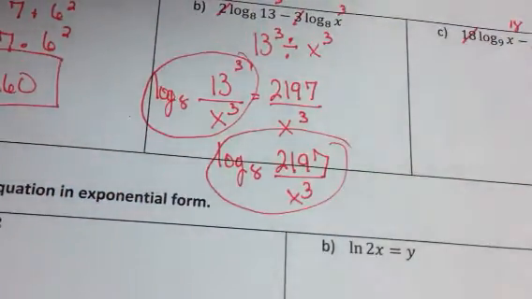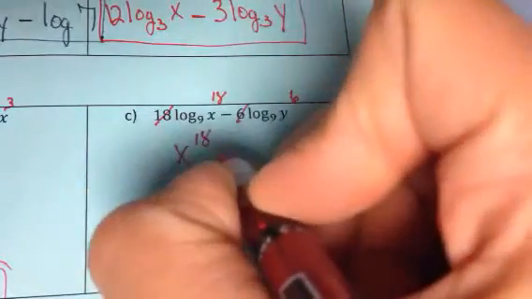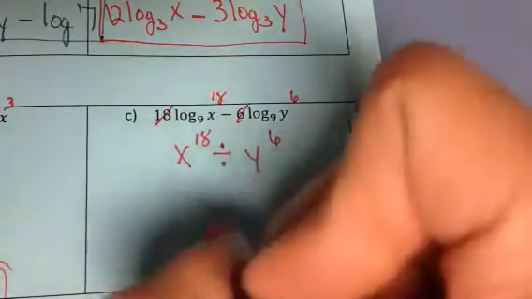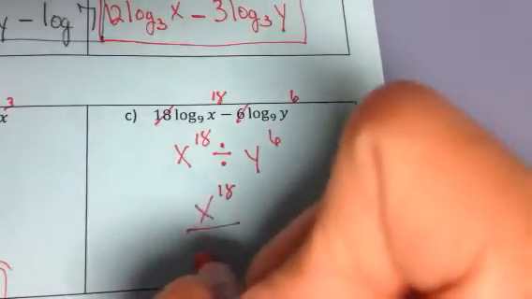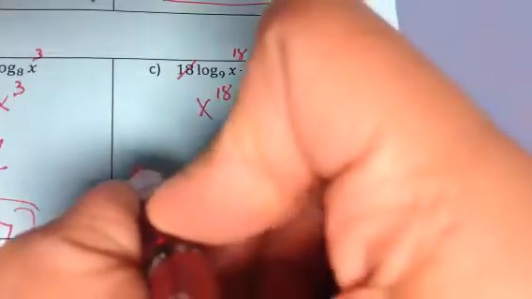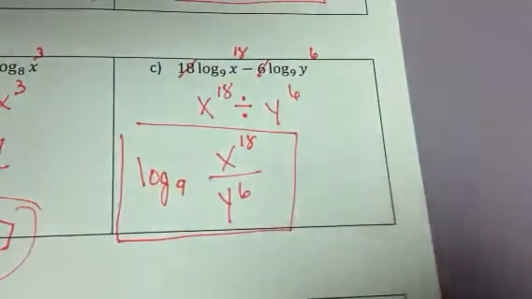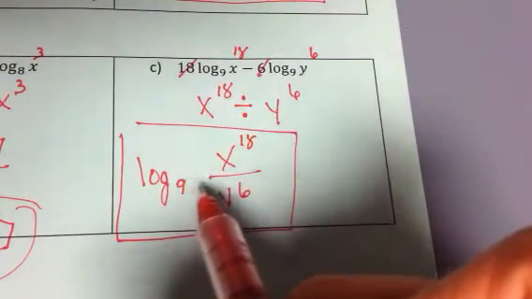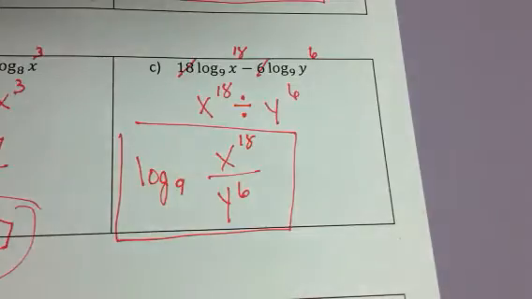Okay? And then C. So C is just like B. x to the 18th minus y to the 6th becomes divided, and x to the 18th over y to the 6th. They're going to stay that way. I cannot subtract the exponents. They don't have the same base. Put the log 9 back in front, and you're done. So the common mistakes: people would forget the log. Sometimes they connected an equal sign with these two. There's no equal sign there.